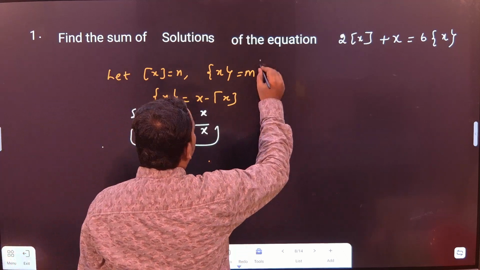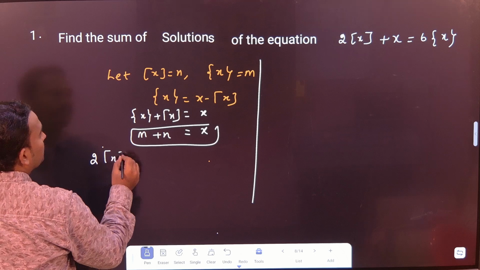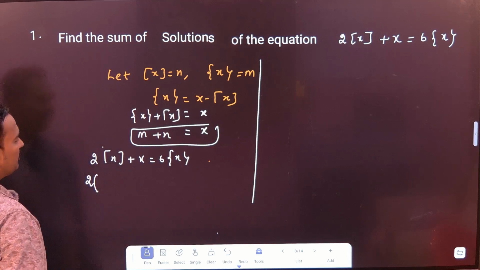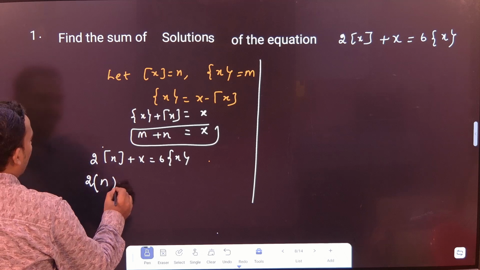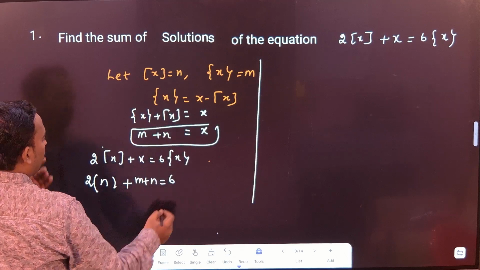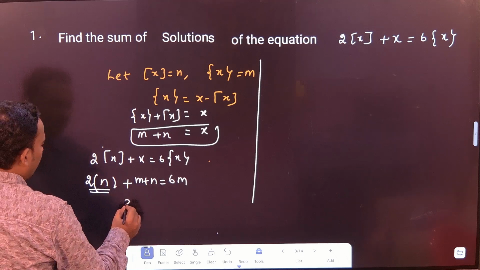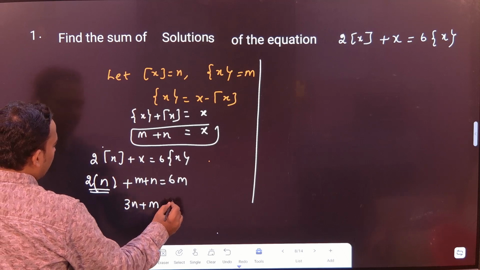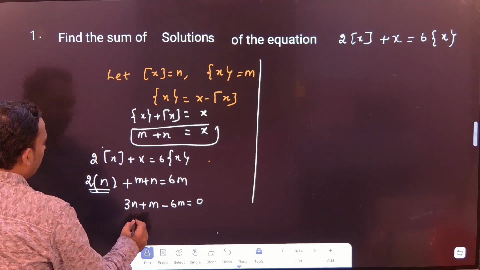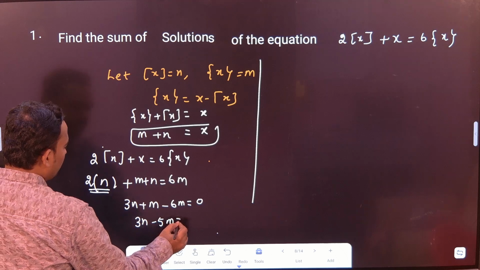So what will we get? You can see here, 2 times greatest integer function plus x is equal to 6 times fractional part function. 2 into the greatest integer function, which we consider as n, plus x, which is m plus n, is equal to 6 times the fractional part function, m. So you can simplify this. 2n plus n is 3n, plus m, minus 6m is equal to 0. Clear? So now 3n, and m minus 6m is minus 5m, is equal to 0.